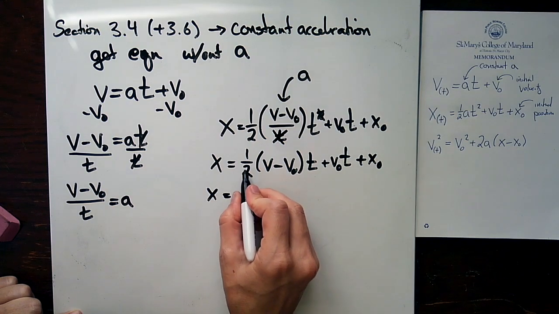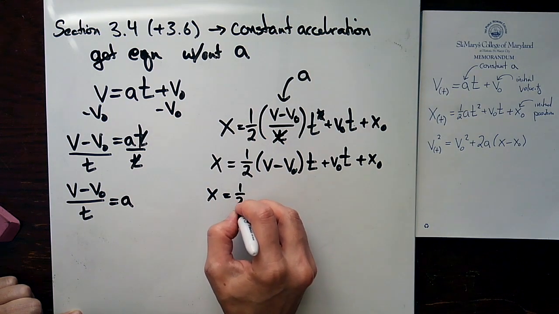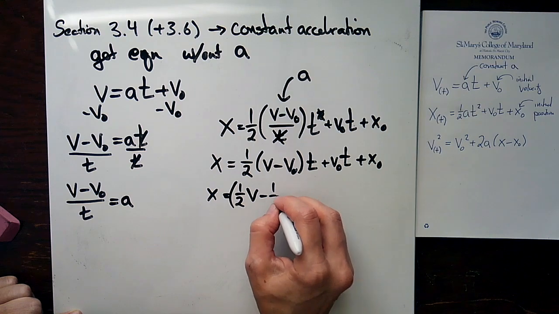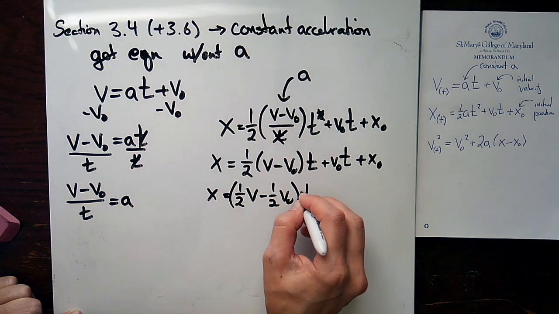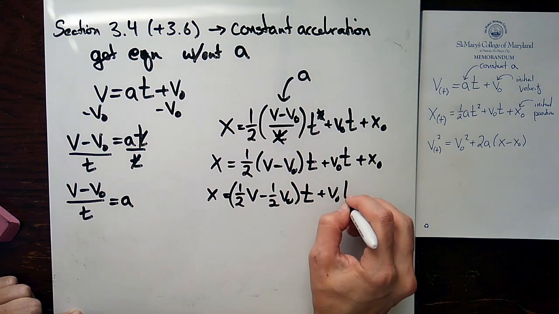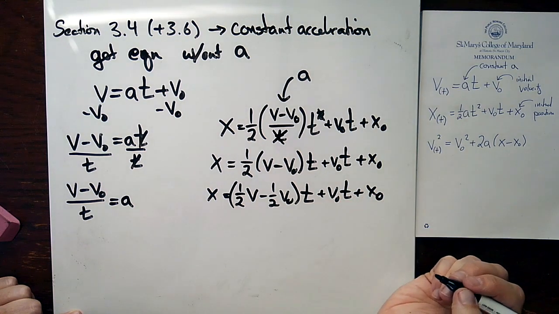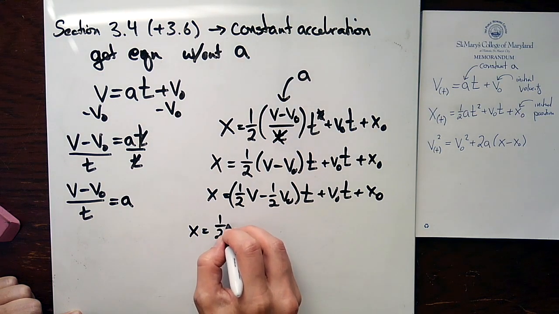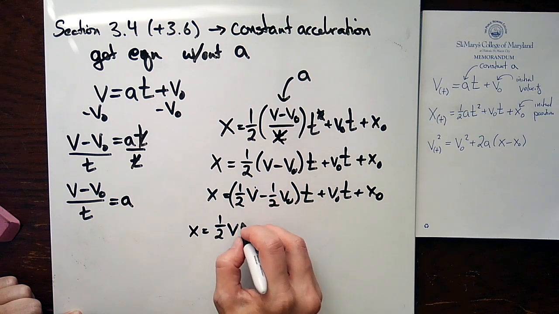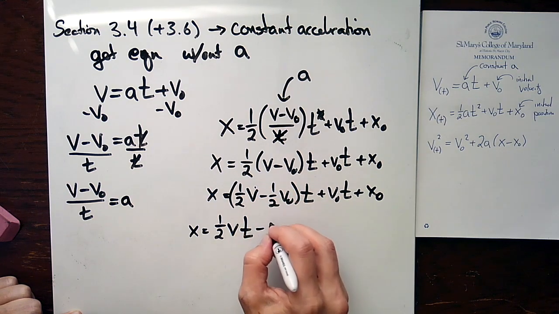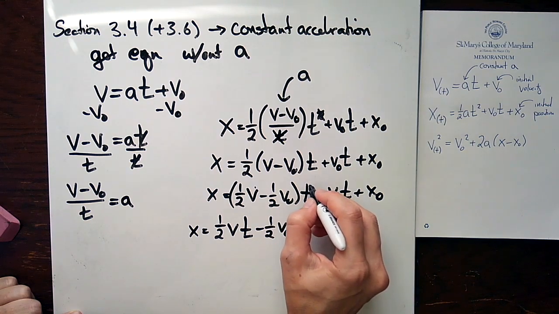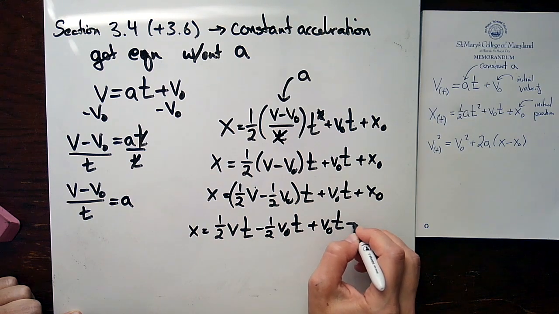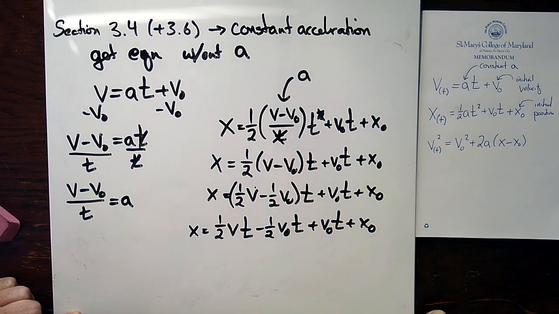And then let's distribute out this 2. So it'll be 1/2 v minus 1/2 v naught, all of that times time, plus v naught times time, plus initial position. Now we distribute the t. So 1/2 velocity multiply time by this first term minus 1/2 initial velocity multiplied time by this second term plus initial velocity times time plus initial position.